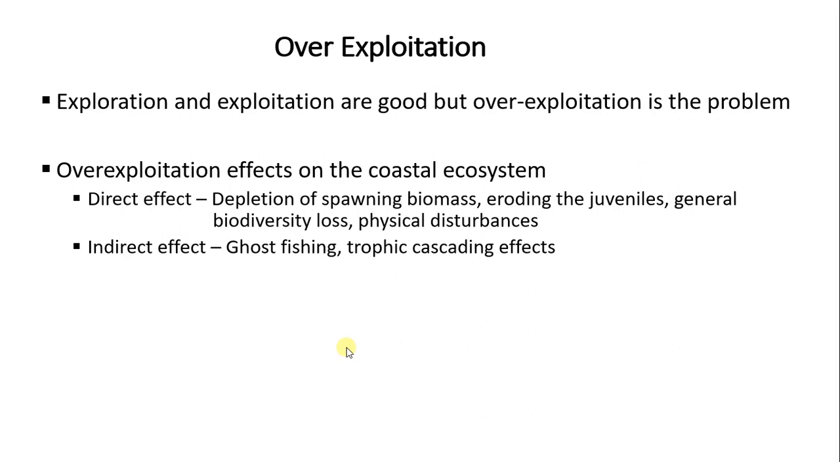There are two different types of effect. There's a direct effect and there's an indirect effect. Now, in the direct effect, what happens is that the particular organism is depleted. Maybe it is the spawning biomass. The spawning biomass are those that are mature enough to reproduce. Now you go and you deplete them. What it means is that there might not be enough spawning biomass to replenish that population. So that's a problem.